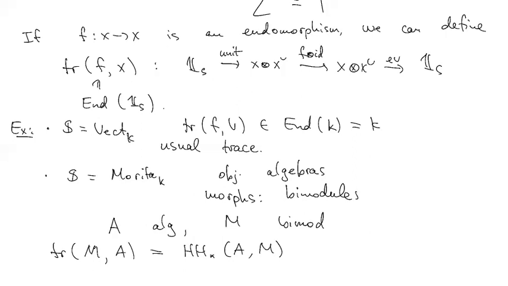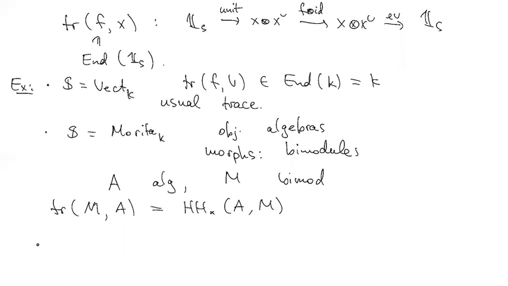Let me just do another example of this form. One thing about Hochschild homology, you may know, is that it is a kind of universal recipient for traces. So you can ask how this example is related to this one. I will address that in a moment. But before I do that, let me pass to a more geometric example, where S is the category of DG categories.